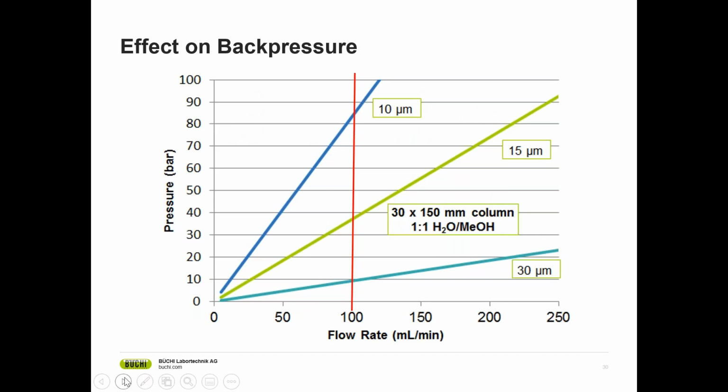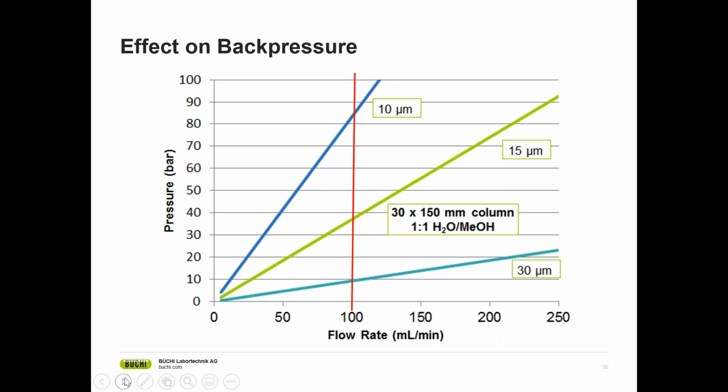In this diagram, the relation of back pressure and flow rate is shown. Obviously, the higher the flow rate, the higher the back pressure. Now, at a flow rate of 100 ml per minute, it can be nicely seen what effect particle size has on the back pressure. For 30 micron particles, the back pressure is 10 bar. For half the particle size, already close to 40 bar. And for 5 micron particle size, over double the back pressure.